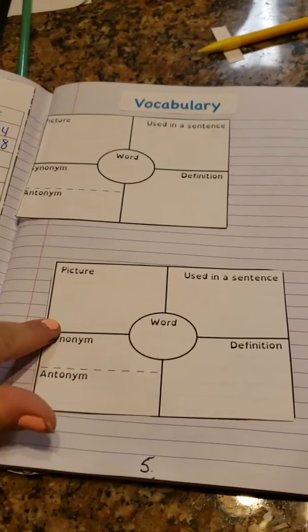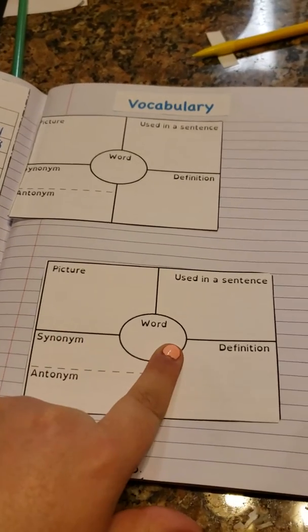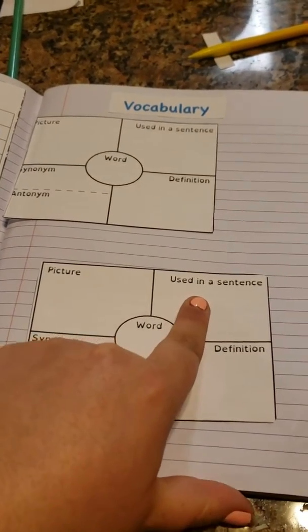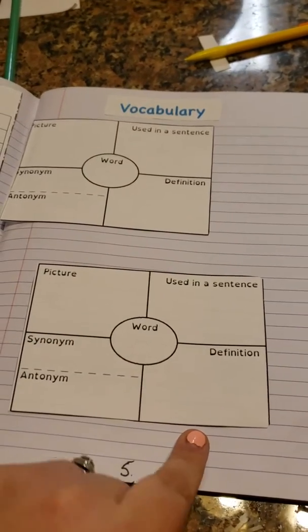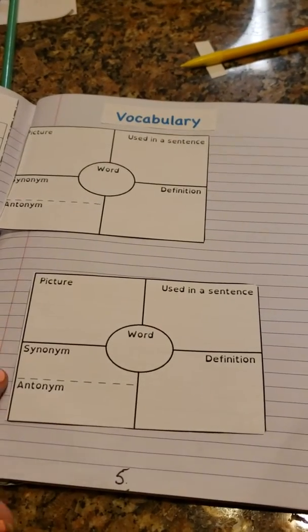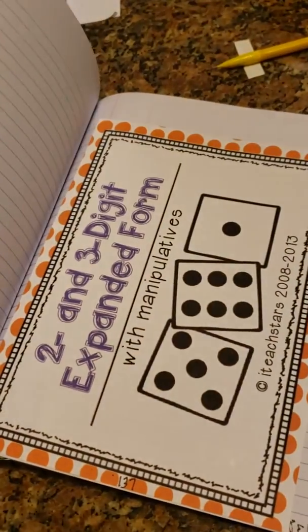And with this vocabulary, they have to draw a picture, input the word, and then they have to use it in a sentence. They would put their definition and synonym and antonym if there was one. And then you would flip through. So this would be like notes and part of their vocabulary.